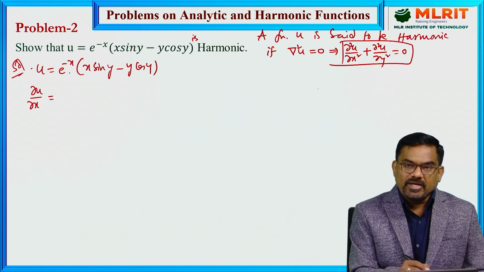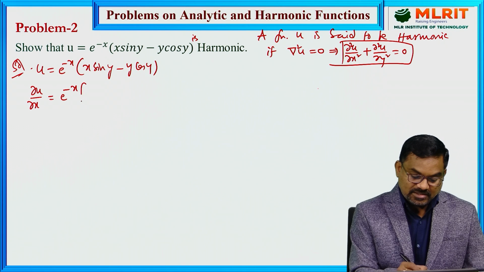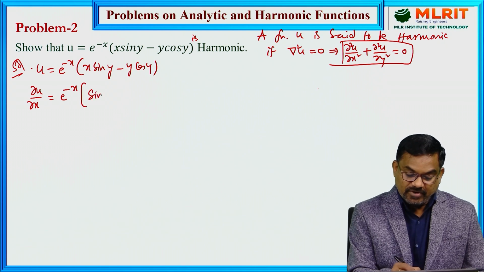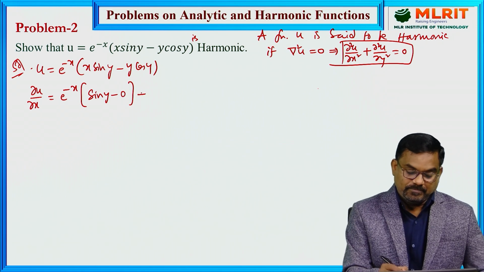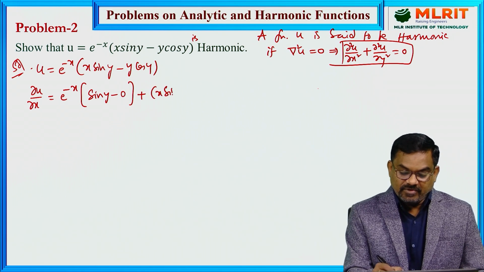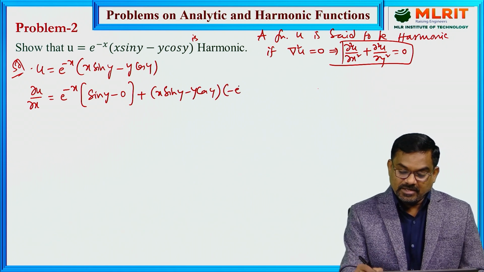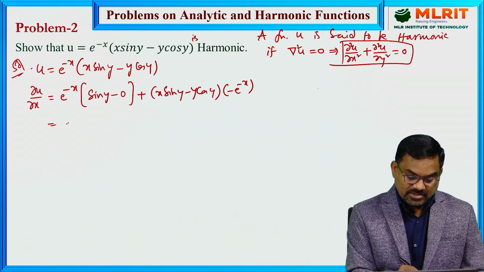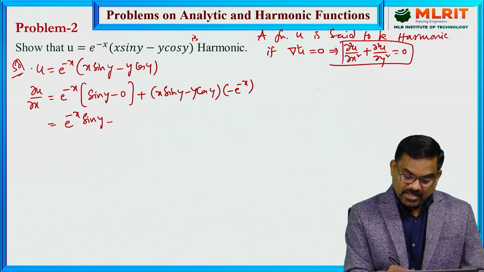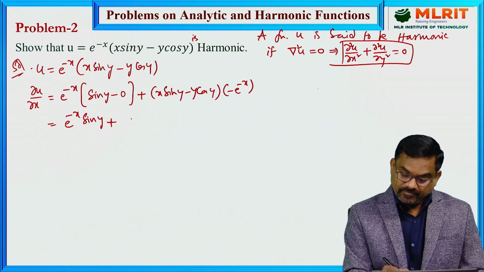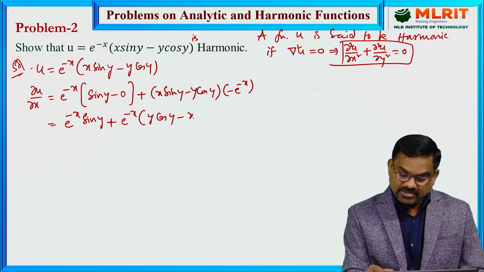So, we need to apply the uv rule. e power minus x with respect to x. So, sin y here, we treat y as constant, so 0, plus x sin y minus y cos y into the derivative of first, minus e power minus x. So, this is simply sin y plus e power minus x into y cos y minus x sin y.